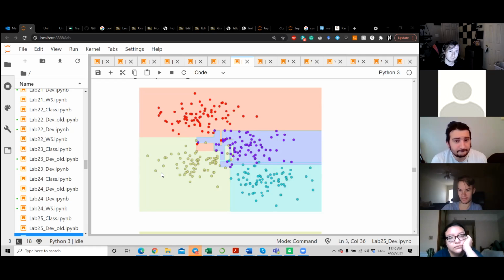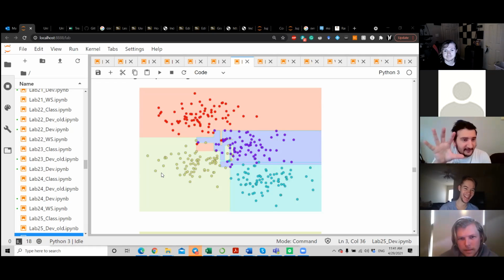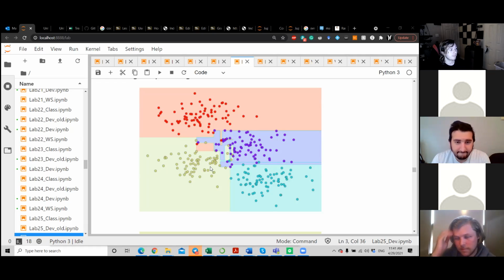Anyone else? I mean, he said it. So in plots like this, whenever you see weird small boxes like this, what does it mean? Means it has noisy data. And it's overtrained. It's overfitting. Yes. Who said that? That was brilliant.